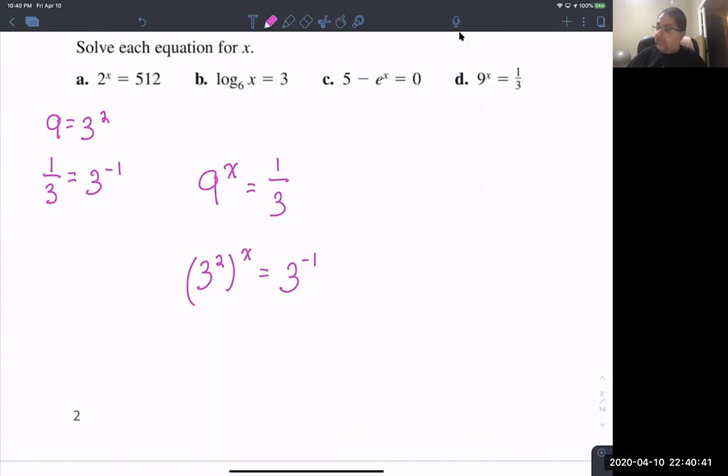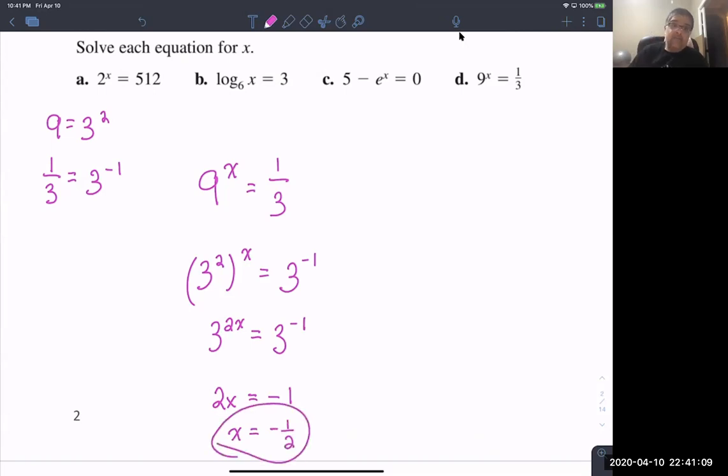Now, remember my properties of exponents. What happens when I have an exponent raised to an exponent? Yes, you multiply. So this is 3 to the 2x equals 3 to the negative 1. Now, since they both have the same base, set the exponents equal to one another and solve.